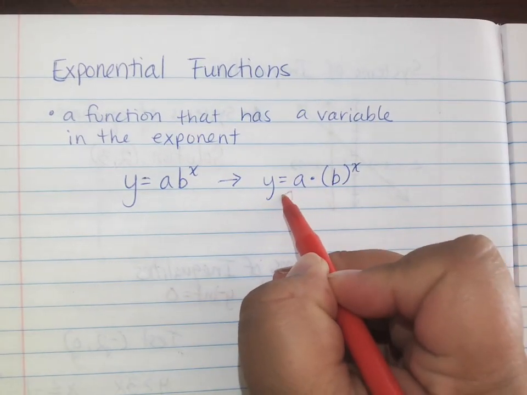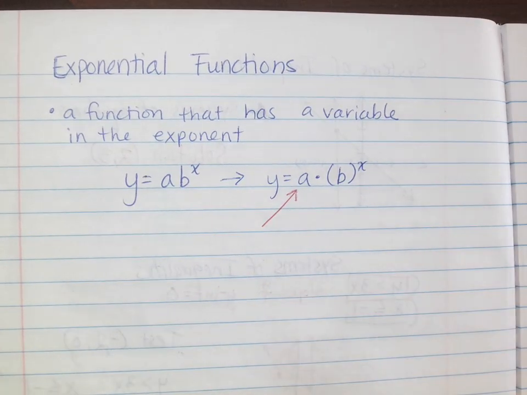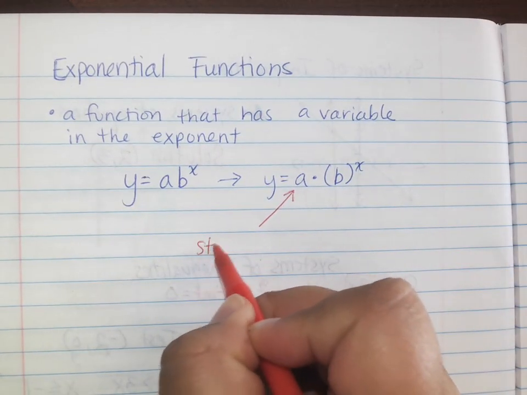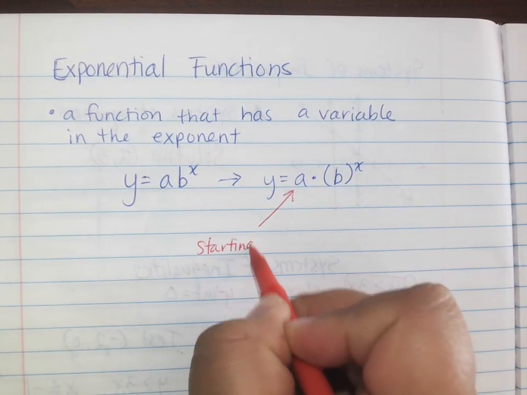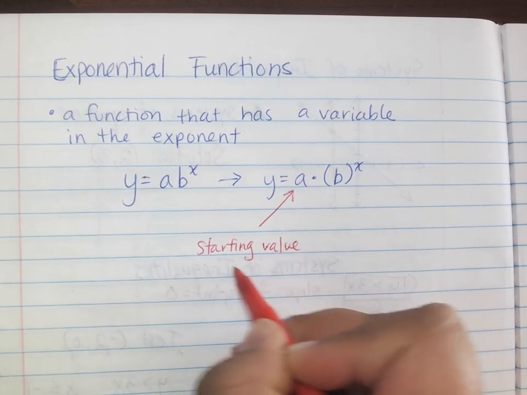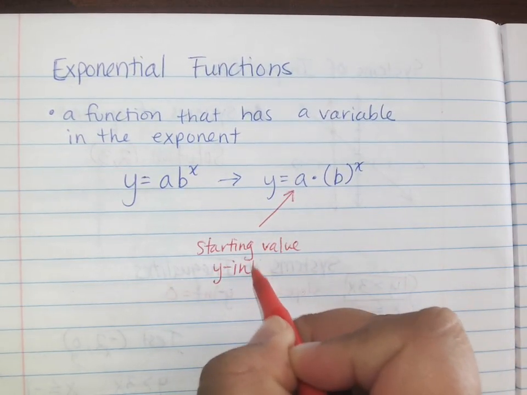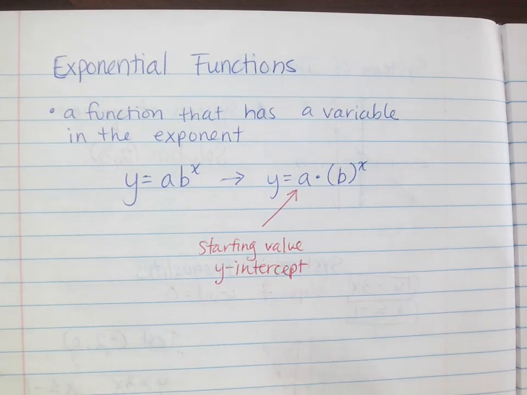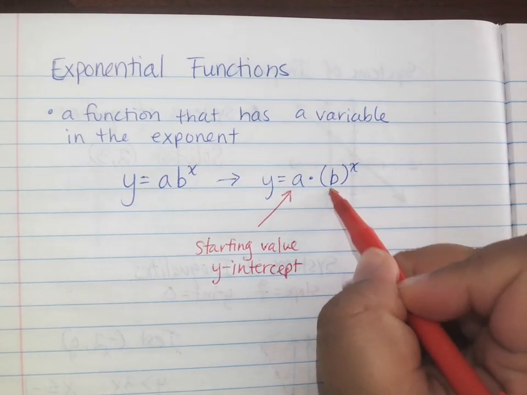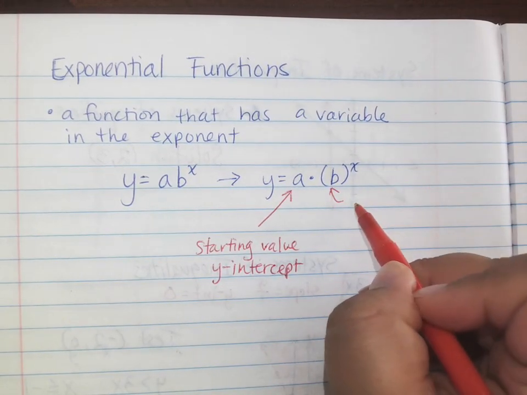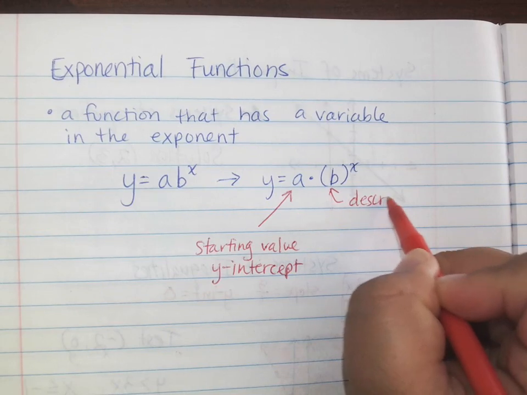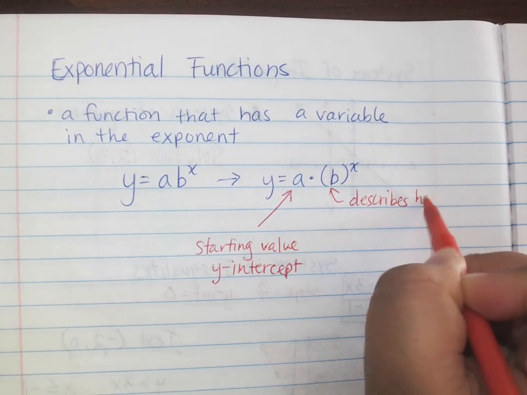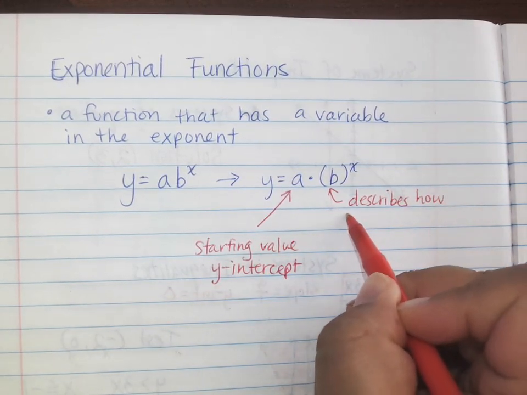This a is actually your starting value when you're graphing. And it's your y-intercept. The b actually plays a bigger role in this. The b describes how the function grows.